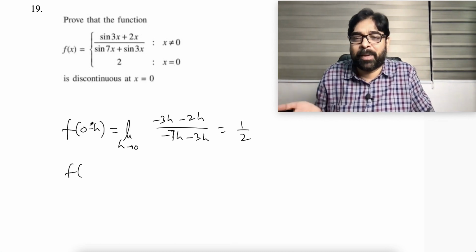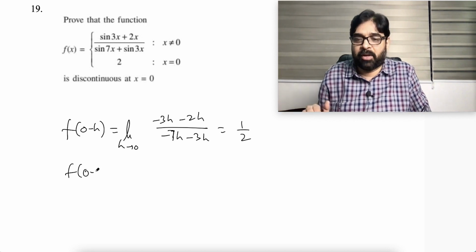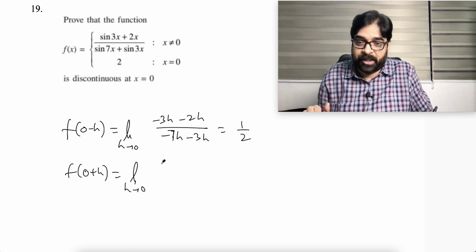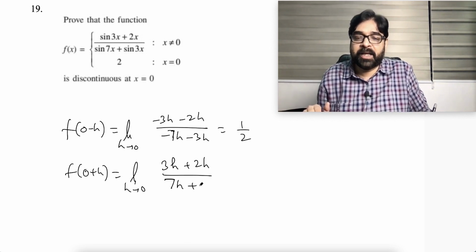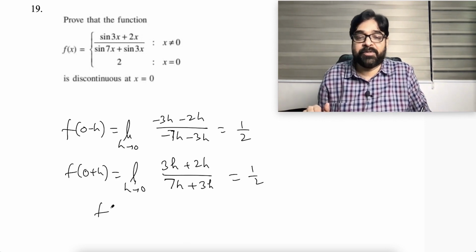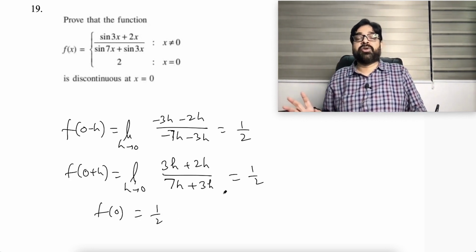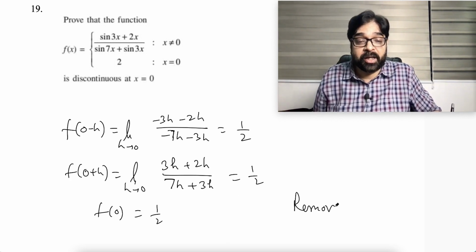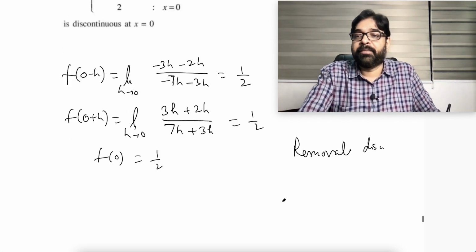F of 0 minus h, f of 0. It's over actually. F of 0 minus h itself is not equal to f of 0, because f of 0 is 2. But still, we will solve it. F of 0 plus h, same logic, approximation. Sin 3h will be 3h, 2h as it is, divided by 7h plus 3h. So 5h by 10h means 1 by 2. And f of 0, how much? 1 by 2. These three are not equal. Function is discontinuous. And which kind of discontinuity? Removable discontinuity. I'm sure it's clear to everybody. Next one.